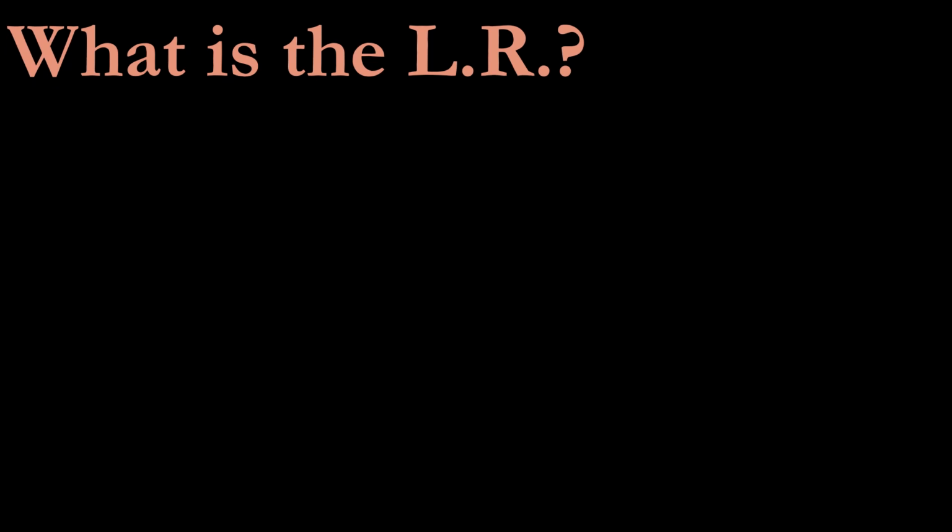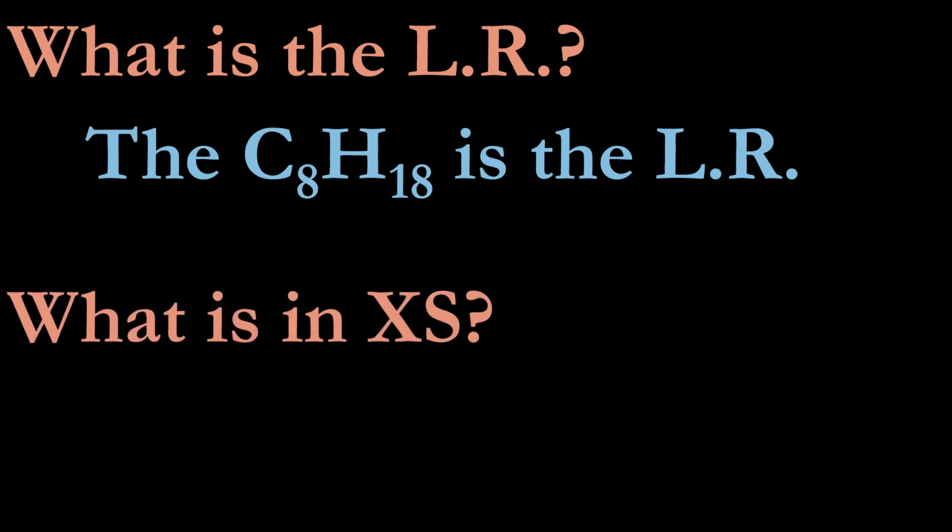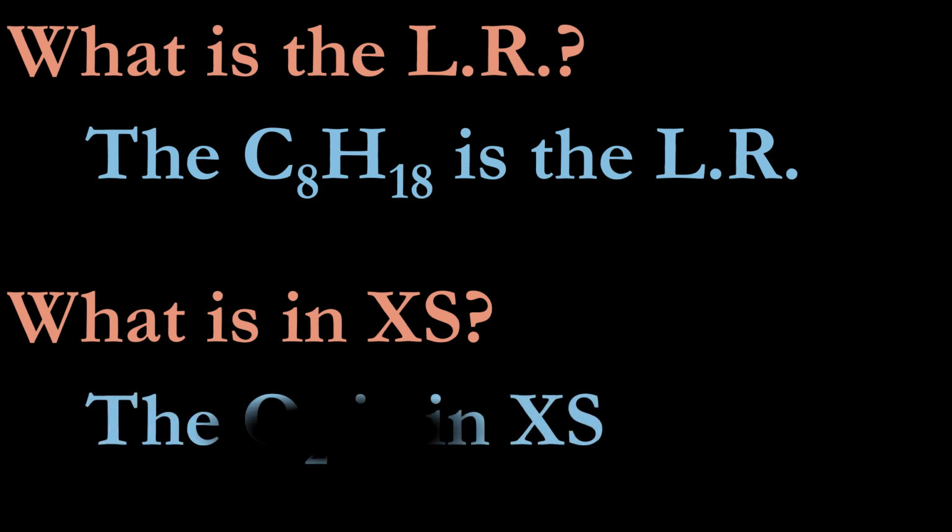The first question we might be given is, what is the limiting reagent? Well, we've already determined that it was the octane, but you can tell from your BCA table that it is the reactant with 0 moles remaining at the end of the reaction. Also, we might be asked, what is in excess? So that is the reactant that has a positive number of moles remaining after the reaction, which is the oxygen in this case.